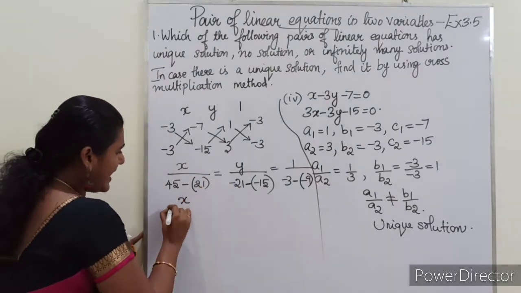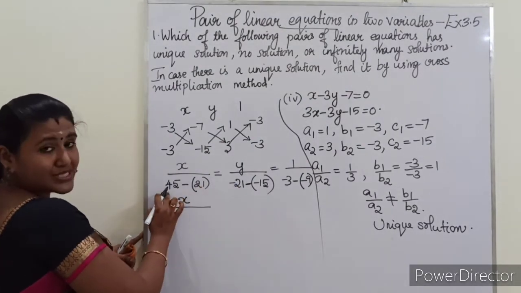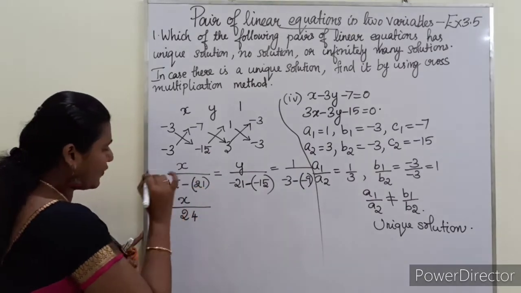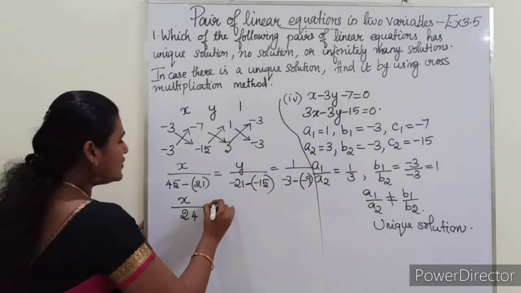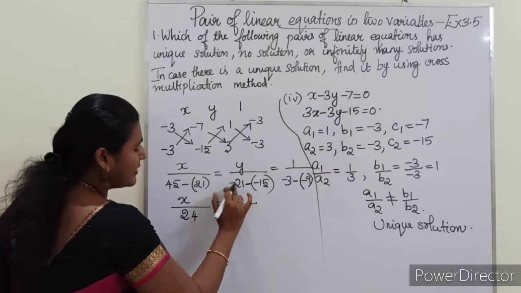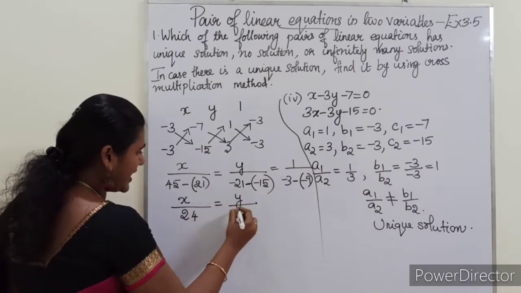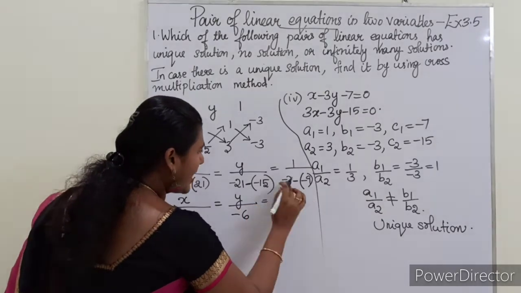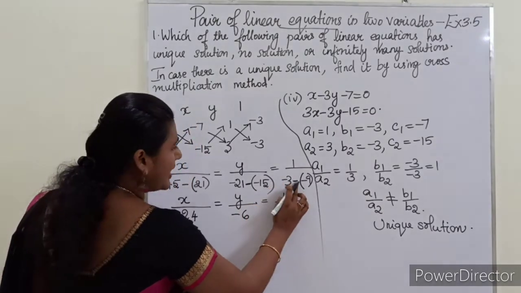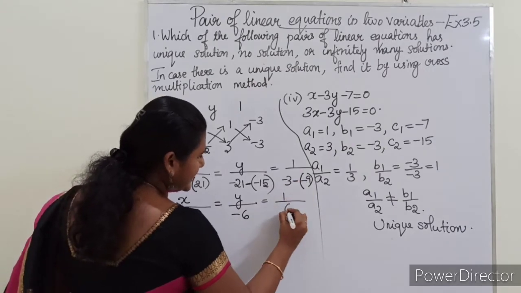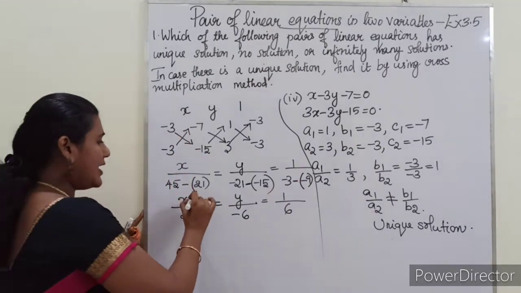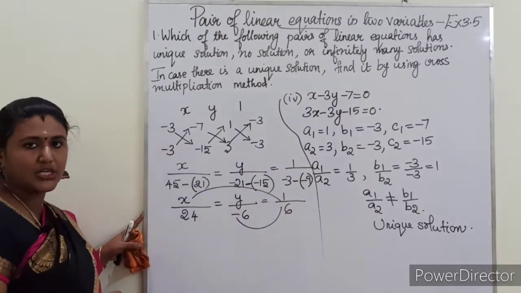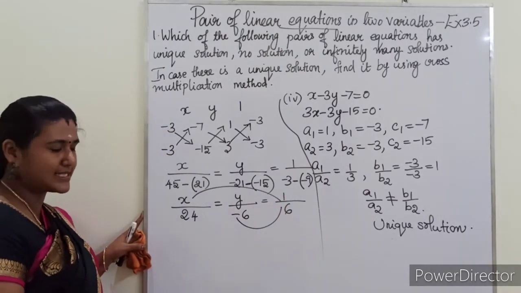Now we will simplify x by, here we will do subtraction, 45 minus 21, that is 24. You will get 24, which is equal to y by, here when you do subtraction you will get minus 6, and here you will get 1 by minus 3 plus 9, that is 6. Now we will equate the first and the third ratio and the second and the third ratio for getting the values of x and y.